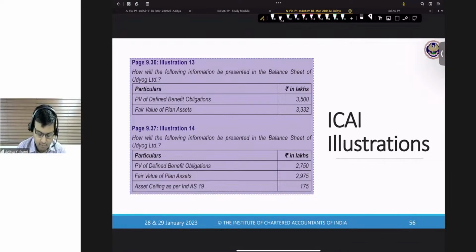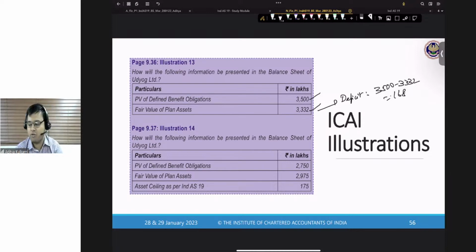How will the following information be presented in the balance sheet of Udyog Limited? You are given present value of defined benefit obligations 3,500, fair value of plan assets 3,332. Tell me, how will you present it? It is a two-line answer, everyone speak up. Deficit is 168. Okay. Where are you going to show this?